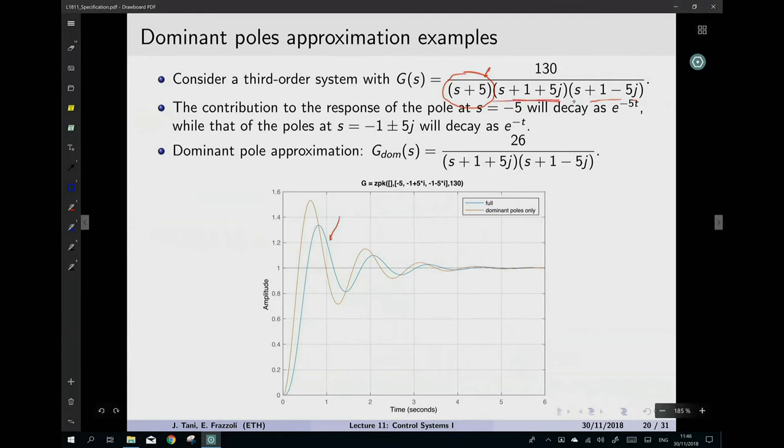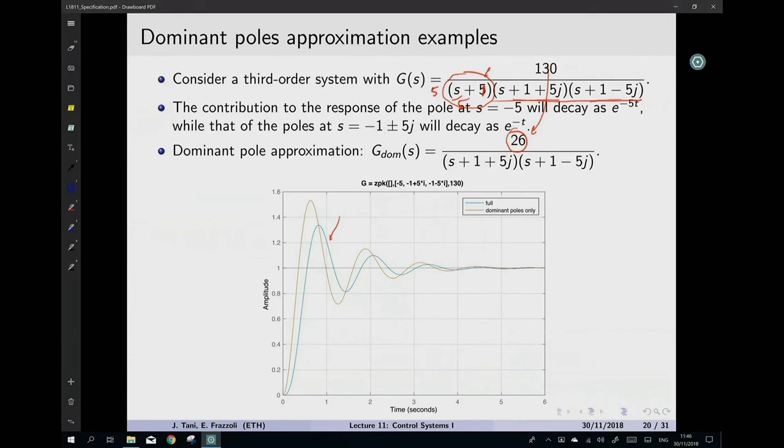We just keep the other two poles. Of course, we have to adjust the gain in such a way that the Bode gain of the system is the same. Basically here, what you do is you take the 5 out, and it would be 5, 1, and then 130 divided by 5 would be 26. You get a behavior that is the red line that is, of course, different from the actual response because it's an approximation, but it's qualitatively similar, right?